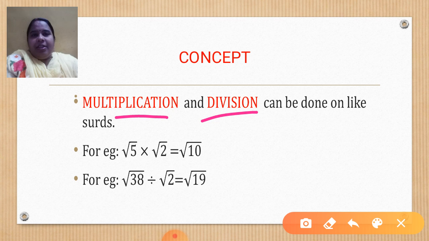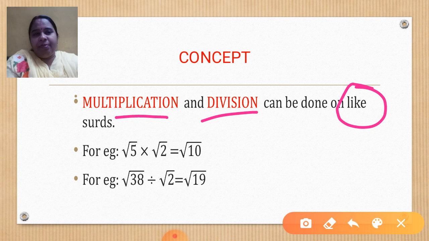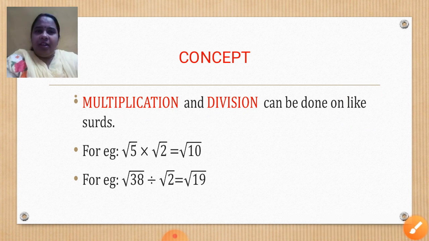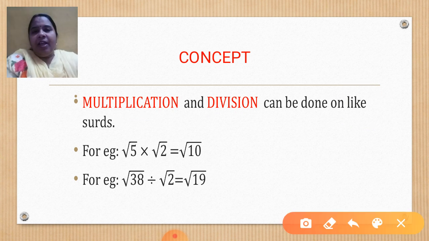Okay. Here also, it is the same rule that is to be followed, that multiplication and division can be done only on like surds. As we have seen, addition and subtraction also can be done only on like surds. Same way, multiplication and division also can be done on like surds. Now I have written an example of multiplication and division here.